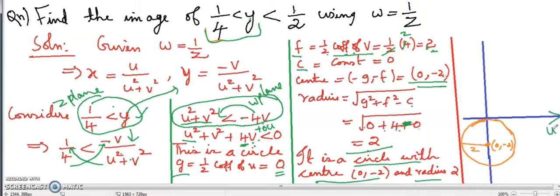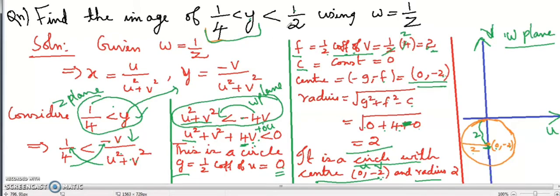So this is u, and this is v, and this is the w plane. In the w plane, what is the center of the circle? 0 comma minus 2, which means negative v axis. So you have to identify the side properly. On the negative side, you take 0 comma minus 2. This point is minus 2, so 0 comma minus 2 is the center. And what about the radius? Radius is 2, so this distance is 2. This gives the image of the transformation in w plane.